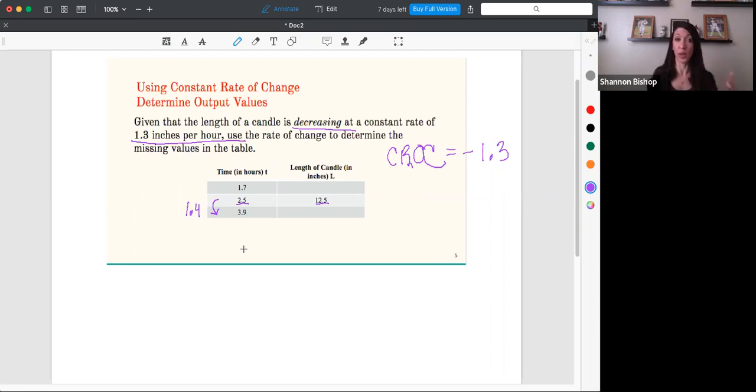But remember, with every hour, the candle decreases by 1.3 inches. So how much is the candle going to decrease in those 1.4 hours? Well, if you multiply that change in time by the rate of change, then you will find out exactly how much the candle should be decreasing in that length of time. I'm just going to grab my phone here because I don't have it memorized. So 1.4 times negative 1.3 is negative 1.82.